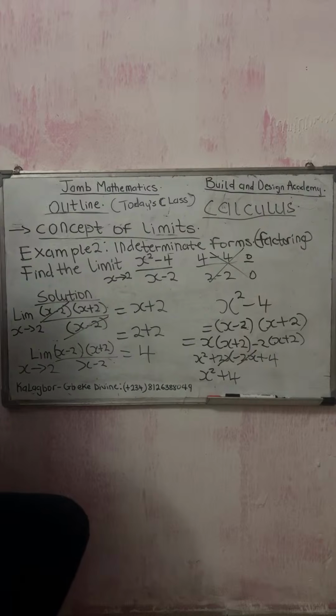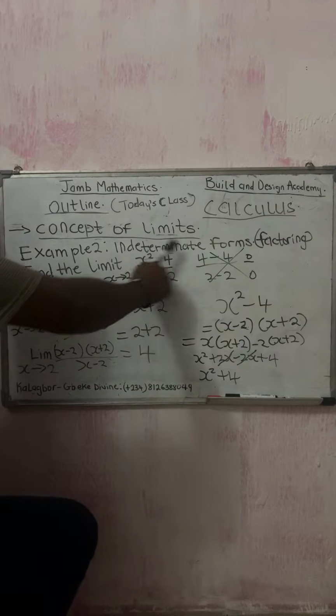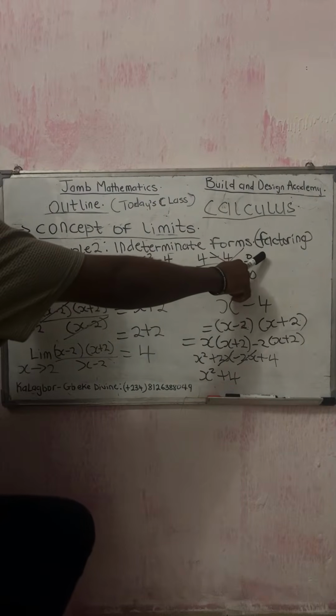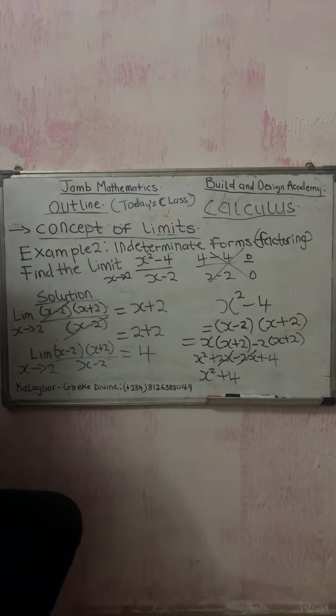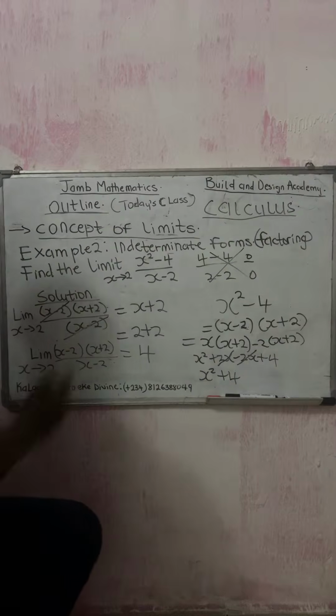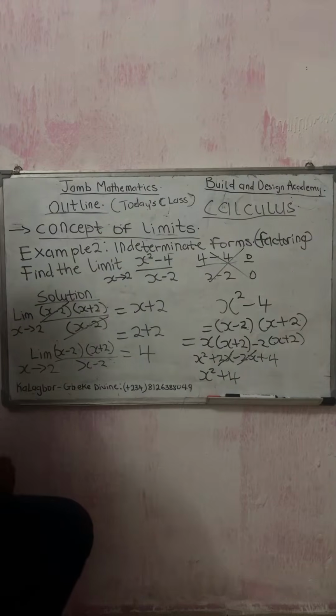Very, very simple. So take note of what happened here in this question. We first of all tried our direct substitution into the function, and we got indeterminate form because our answer was 0 over 0, which is undefined. We cannot determine what the limit is approaching. So we decided to what? Get the factors of the numerator.